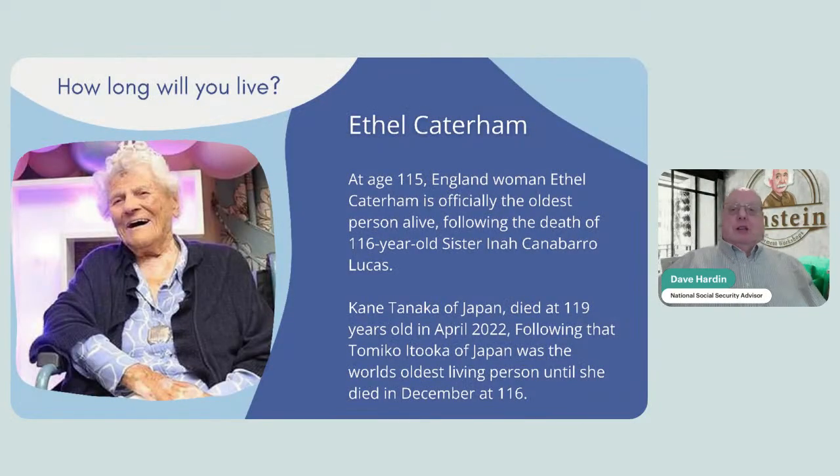In fact, this is Ethel Caterham. She's English. She's 115. She'll be 116 in about a month and a half. She is the oldest living person in the world right now, but she took the place of a woman who was named Sister Lucas, a nun who was 116, who died a while ago. Connie Tanaka died in April 22. She was 119. And before her was another lady in Japan that was 116. But before her, there was a lady in Jamaica who lived to 122.